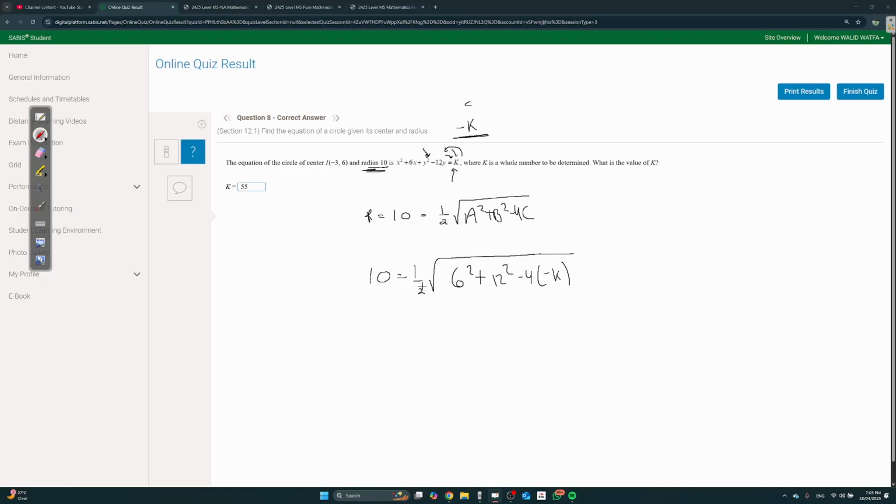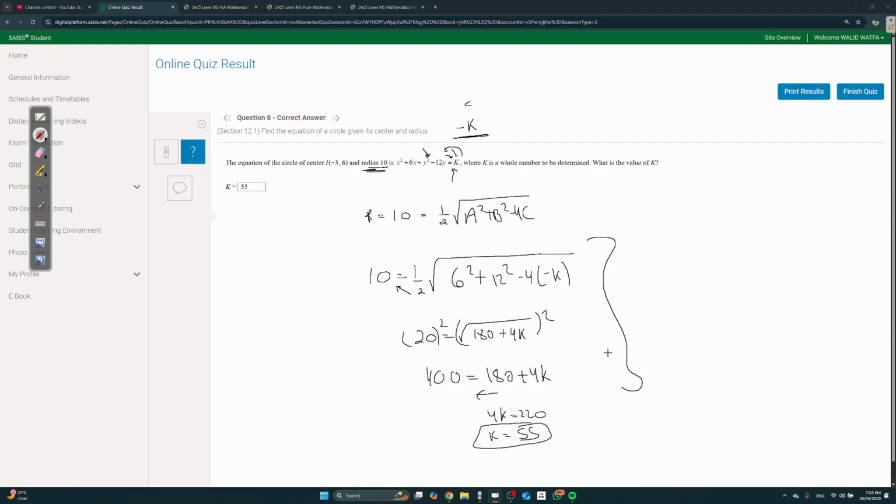We're trying to find out this k. So let's first multiply: 20 equals root of 6 squared plus 12 squared, 36 plus 144, 180, minus 4 times minus k, which is plus, so plus 4k. How do we do this? Square both sides. You're gonna get 400 is equal to 180 plus 4k. Take this to the side, you're gonna get 4k is equal to 220. You're gonna get k is equal to 55. Very easy.